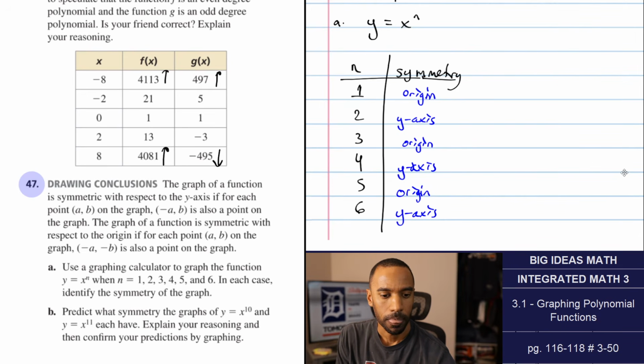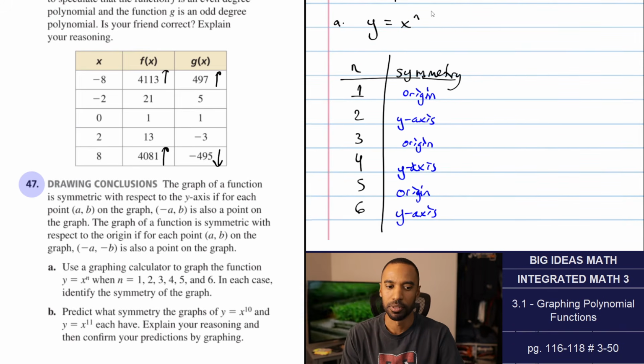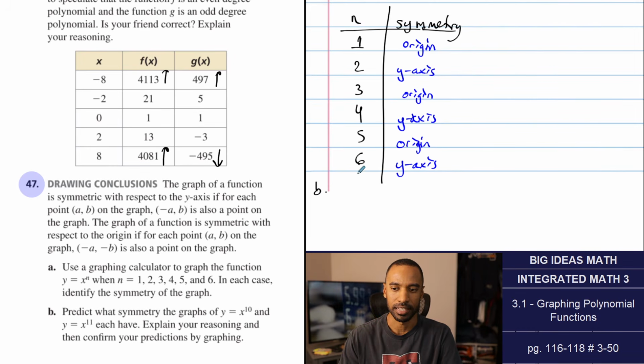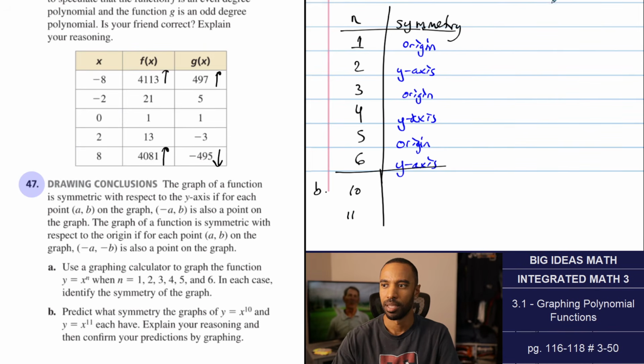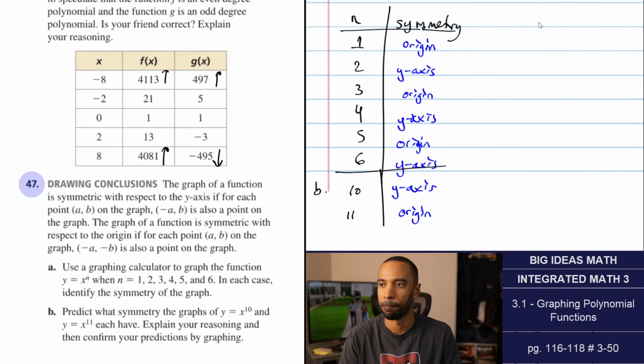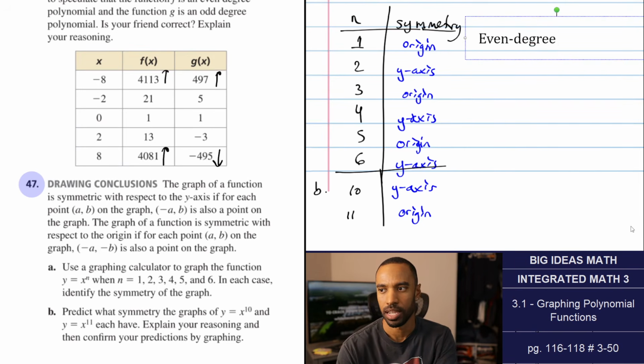Do they ask us to explain? No, just identify the symmetry, part A. Part B: predict what symmetry the graphs of 10 and 11 have, and explain your reasoning. I kind of stated it already, where I did 5 and 6. When n is 10, we expect y-axis symmetry, since it's an even degree. When n is 11, we expect origin symmetry. So let me type it over here. Even degree.